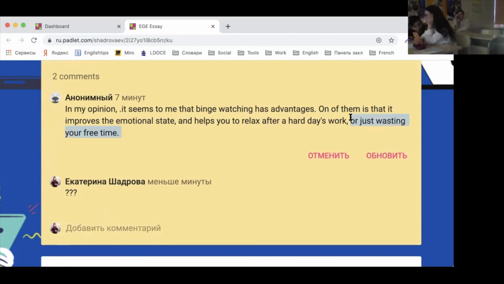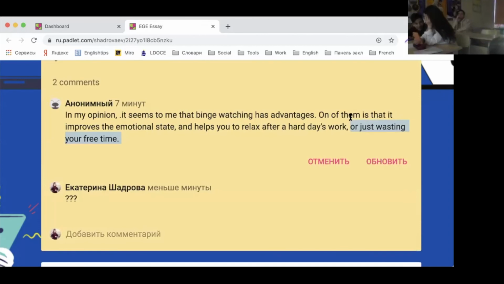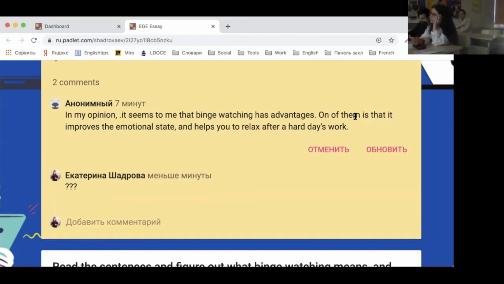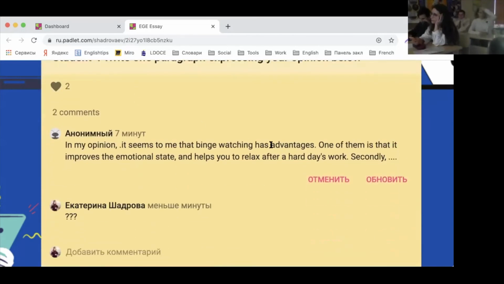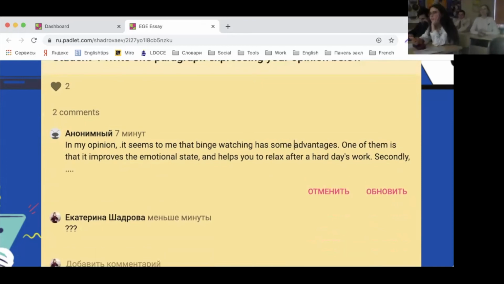Yeah, is it a relevant idea here? If you think it has advantages, is it relevant? I would actually delete it because wasting your time is negative, and you try to explain that binge watching has its advantages. One of them, and then you give the second reason. So you need to think about one more argument here. The rest is fine. Yeah, so you clearly express your idea. It has some advantages maybe, and one of them is that, and then you give another one. That's actually the way you can work.